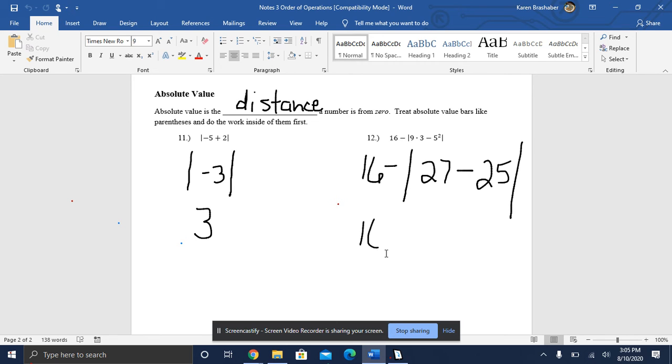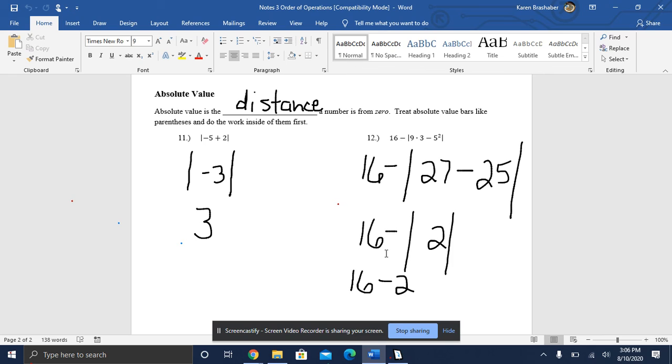So I have 16 minus, I'm keeping the absolute value signs. I want to work inside the absolute value. So the signs are different. I subtract, and I want to keep the sign of my larger absolute value number, which is 27. So I have 16 minus the absolute value of 2. Now, 2 is 2 units away from 0. So I'm going to remove the absolute value and just have 16 minus 2.